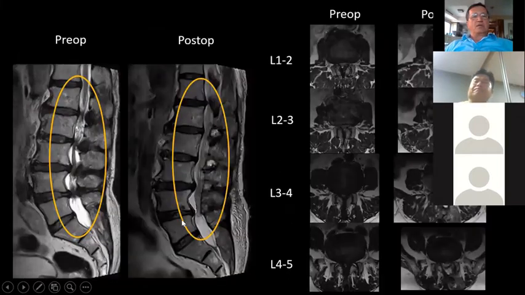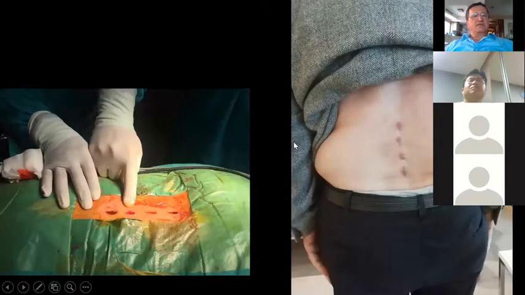On the left is preoperative, on the right is postoperative films, you can see. This is the post-op image of the patient, and then when he came to follow-up visit, he was free of symptoms.